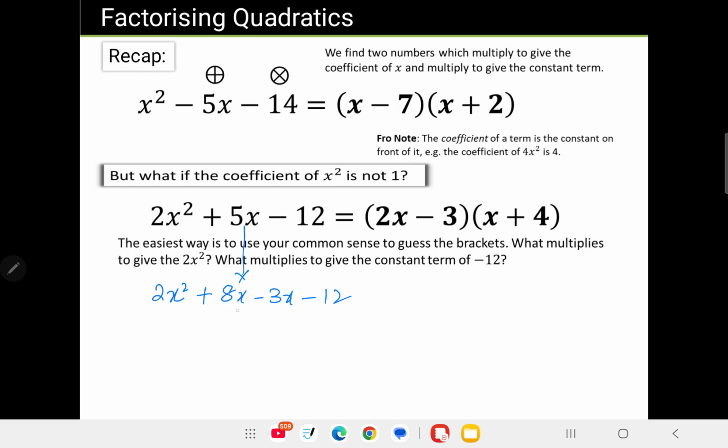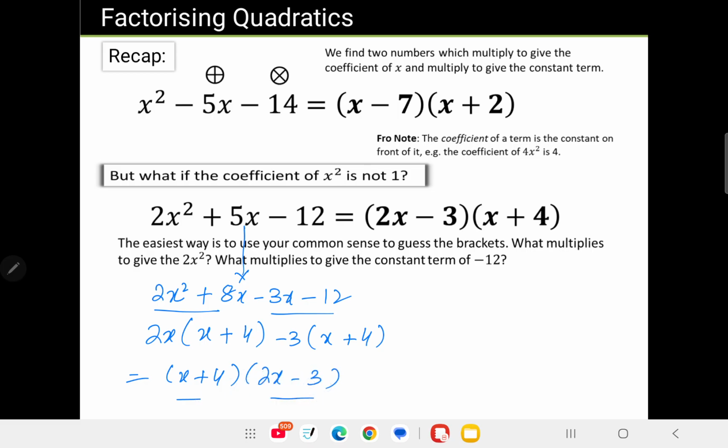So from the first two terms, now we need to do the group-wise factorization. What is common in the first two terms is 2x. If you take 2x out, you're left with x plus 4, and if you take minus 3 out from the next two terms, you're left with x plus 4. So if you factorize again, it will be x plus 4 times 2x minus 3. So this is the factorization of this quadratic equation.